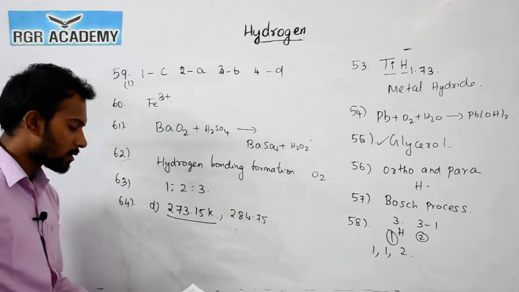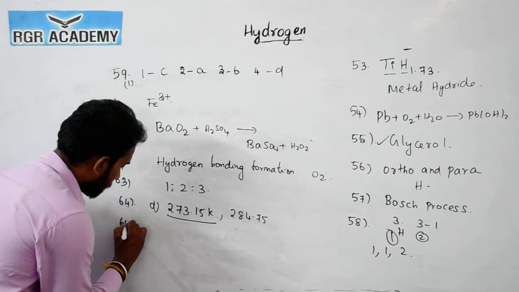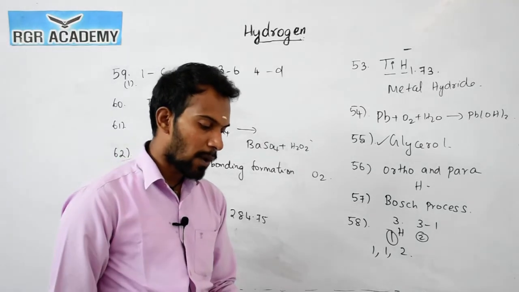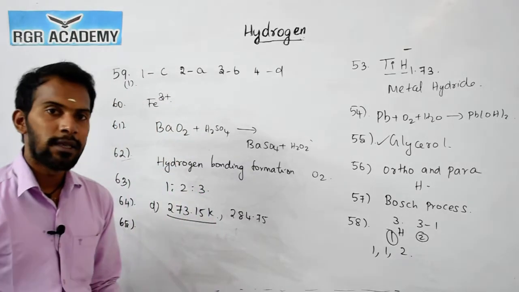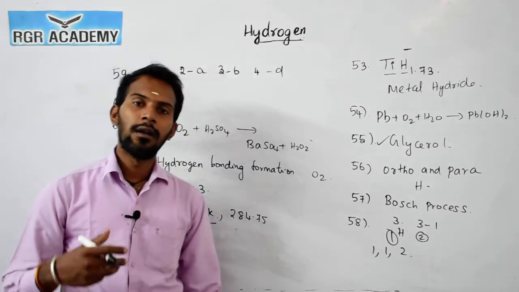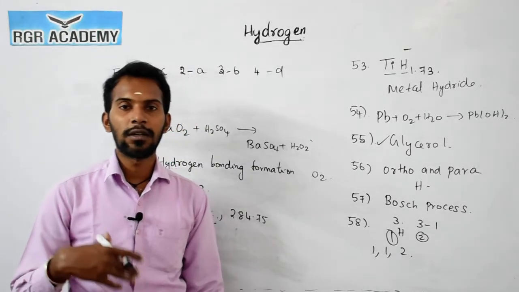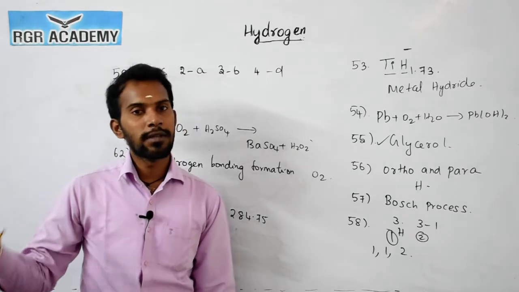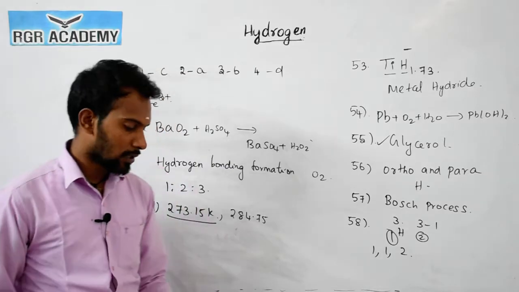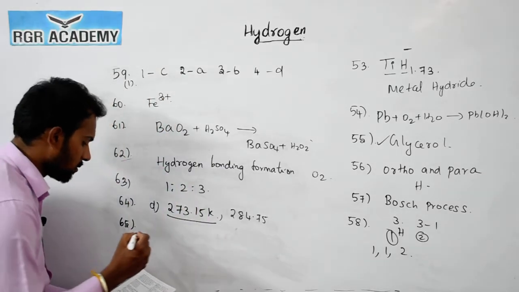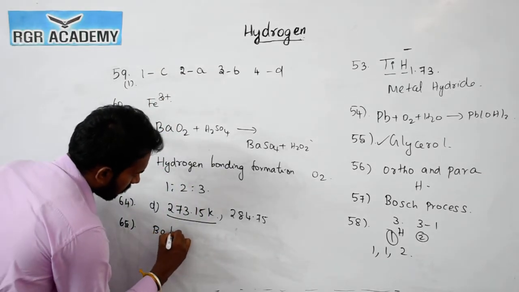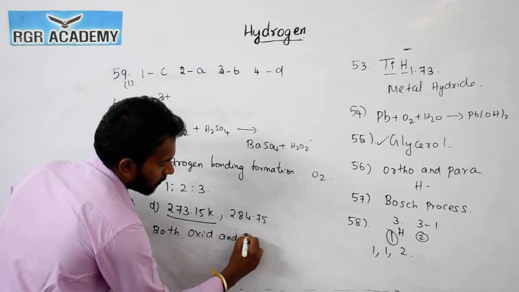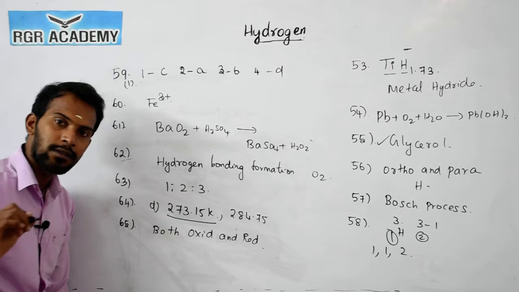Now see this, question number 65. Which of the following statements is most applicable to hydrogen? Hydrogen is a very good reducing or oxidizing agent, because its electrode potential is 0. So it may act as an oxidizing agent or it may act as a reducing agent. So the answer is both. It can act as both oxidizing and reducing agent.